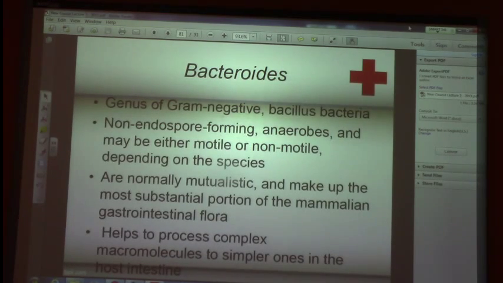The Bacteroides are next. This is a genus of gram-negative bacteria. They are bacilli. They're also non-endospore forming. They're anaerobic organisms, and they can be either motile or non-motile, depending on the species. Normally, these organisms are also a part of our normal flora, therefore they're mutualistic, and they make up a substantial portion of our microbiota, the normal bacteria living within the body. They also help us to process complex macromolecules into simpler molecules that we can metabolize.